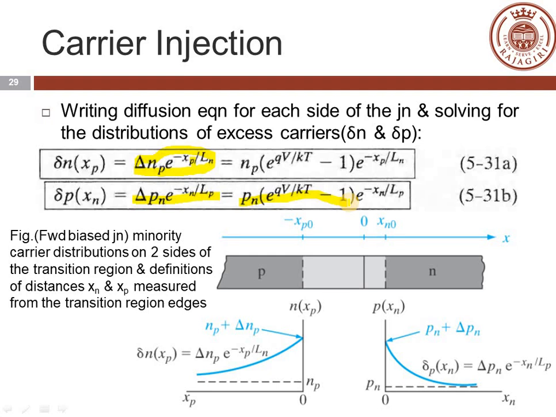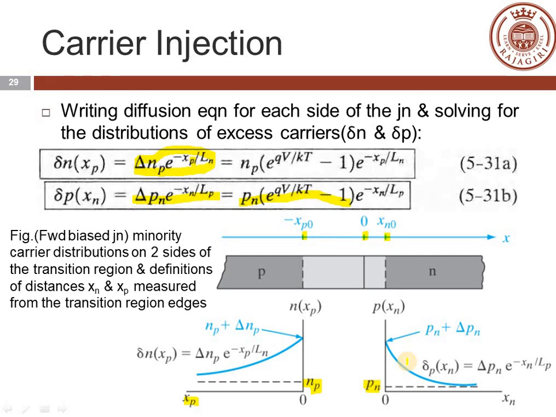So that is one more drawing here. We have a pn region, with minus xp0 and xn0, and the middle at 0. The distance measured from xn0 in the n region will be treated as xn, and the distance measured in the p region from xp0 will be treated as xp. So in the n region we have the equilibrium hole concentration pn, and in the p region we have the equilibrium electron concentration np.